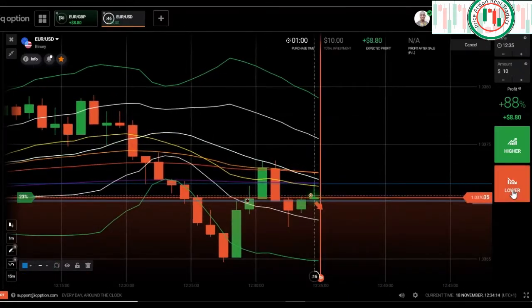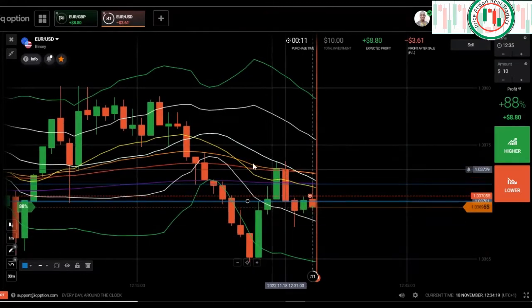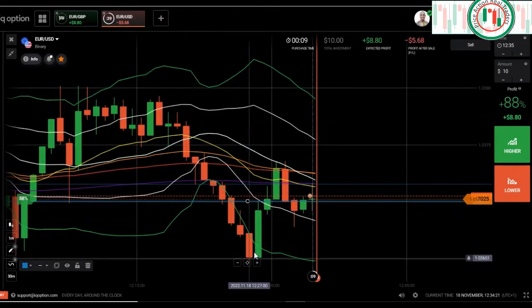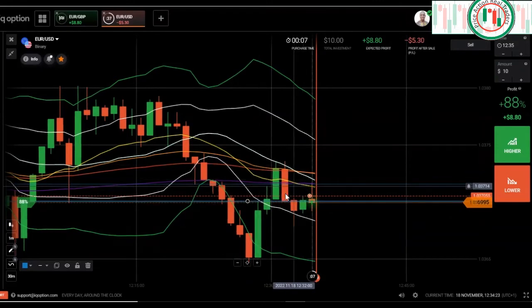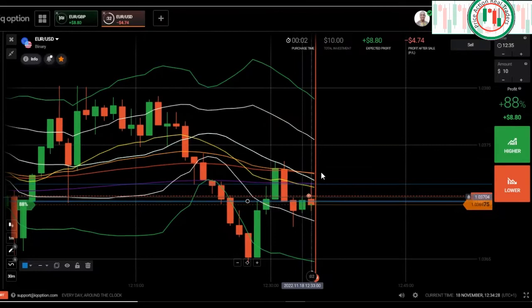I will place put option here because this is the first pullback here. If you see this trend here, only here you can see first pullback. So here is the retracement of this pullback. So market must go down.